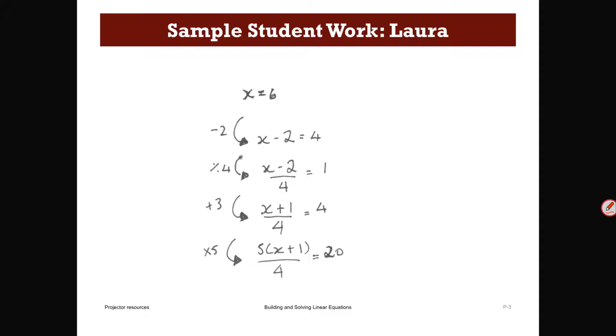We agree? All right. So now she added 3 to both sides, right? Did she do that right? No. All right. So what did she do? What did she do wrong? Why is she wrong?